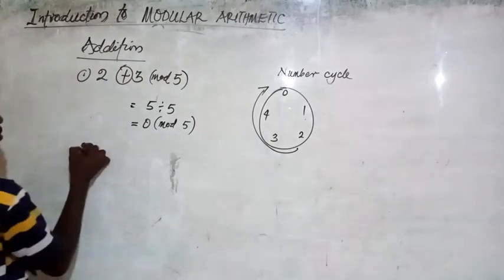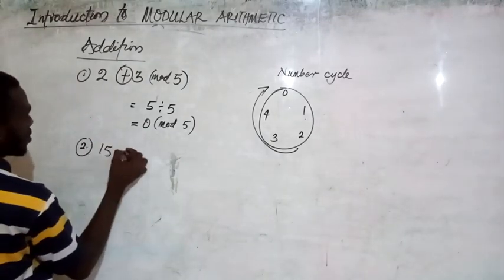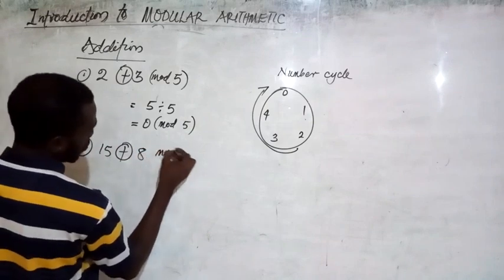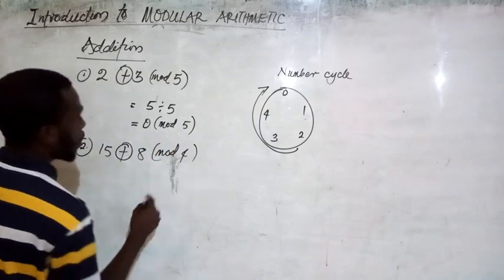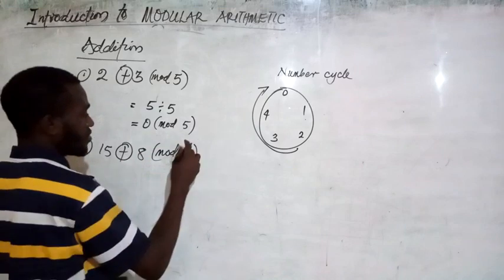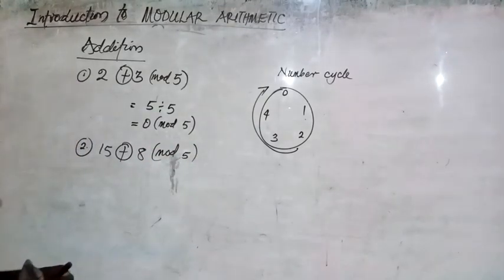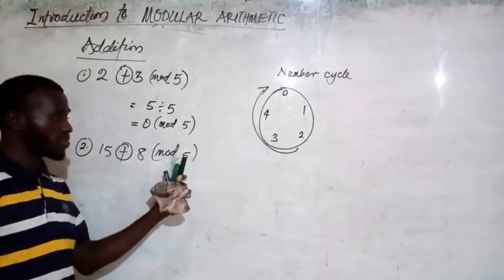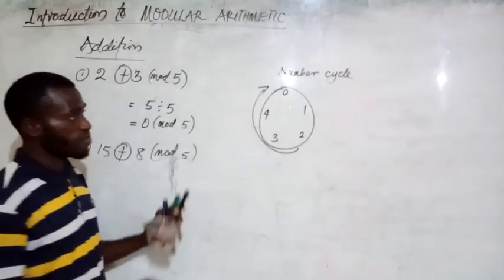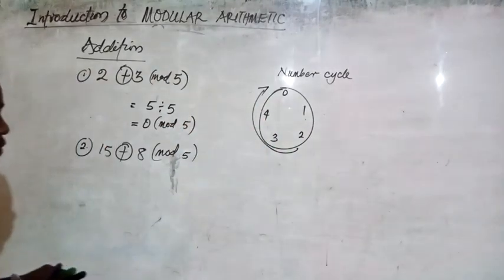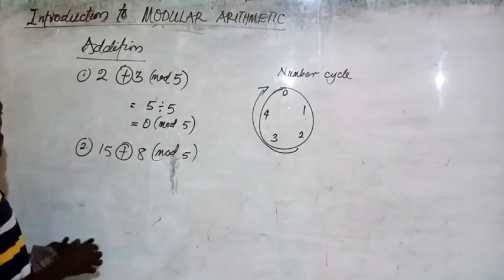Another example is if I ask to do 15 plus 8, for example, in say modulo 4. Or let's still use modulo 5. So there we have the number cycle here, mod 5. Notice the number cycle for modulo 4 will be different from the one of modulo 5. Modulo 4 is going to be 0, 1, 2, and 3 without the 4. That's modulo 4.